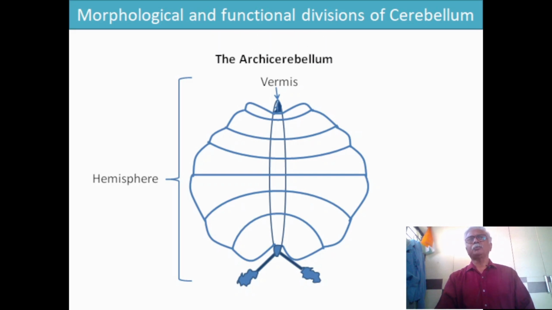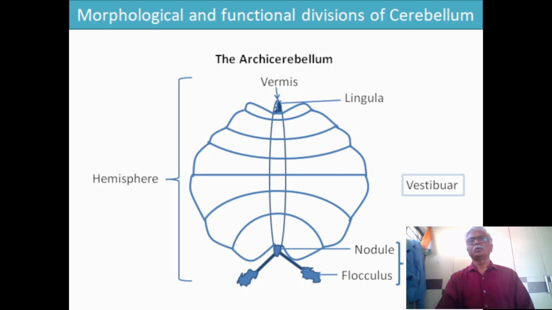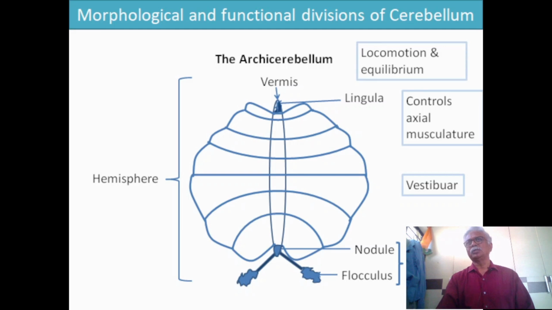Now we can see the morphological and functional divisions of the cerebellum. The nodule and flocculus form the flocculonodular lobe, and together with the lingula of the anterior lobe they form the archicerebellum. It is the first to form in development, is vestibular in connection, and is responsible for control of axial musculature, thereby helping in locomotion and equilibrium.